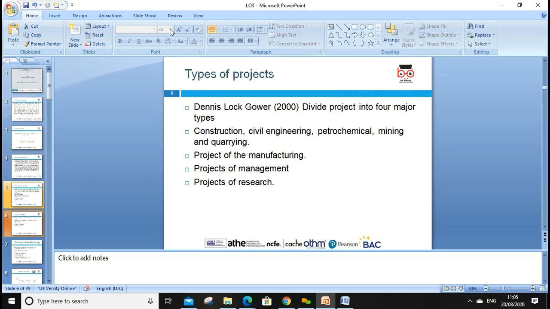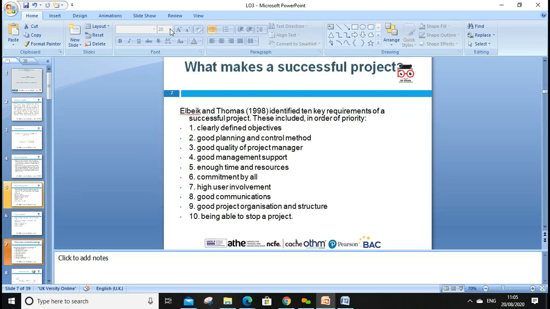Painting a room can be a project. Projects are divided into four major types: construction, civil engineering, petrochemical, mining, and various others. During manufacturing, project management, and project research we require these. What makes a good project? Identify 10 key requirements in a successful project.